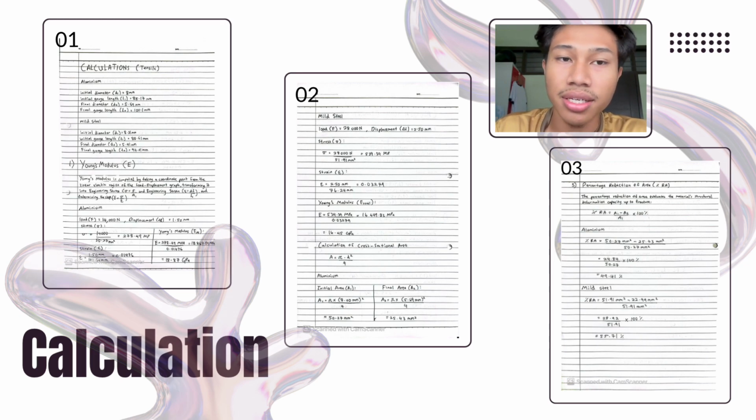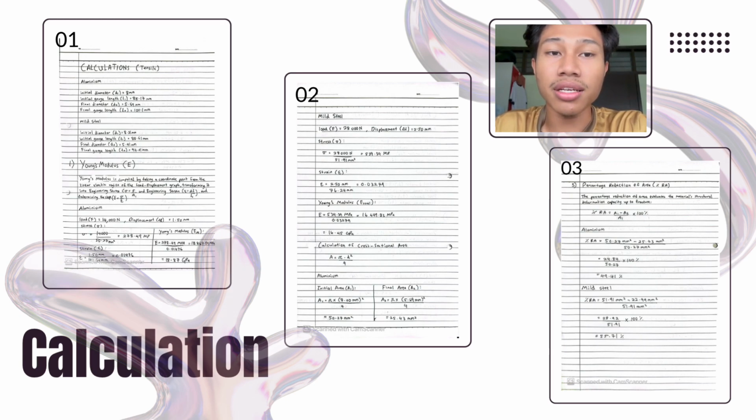So this is a calculation for lab tensile. So you can see the aluminium and mild steel have an initial diameter, initial gauge length, final diameter and final gauge length. And firstly, you can calculate the Young's modulus. So you can calculate Young's modulus for aluminium, and you can get the stress and strain. And also you calculate the mild steel too, and you can get the stress and strain.